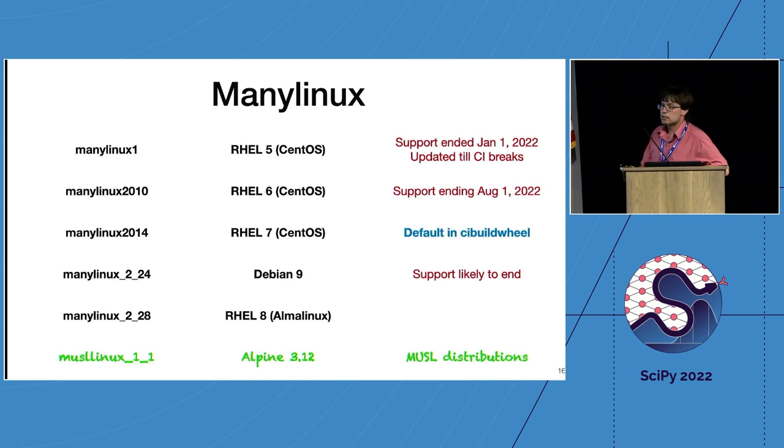manylinux2010 has support ending and is being removed August 1st. And manylinux_2_24 was an experiment in Debian that didn't work out very well, so that's likely to end as well. So really the default and the best thing to be using today is 2014. And then the 2_28 is really the sequel image. It's based on the same sort of family. One of the problems here is you're stuck with really old compilers because you don't have the Red Hat developer toolset, which has the nice tricks of statically linking to the things that are newer than the operating system provides. Okay, and musllinux is also the sort of special thing down here.